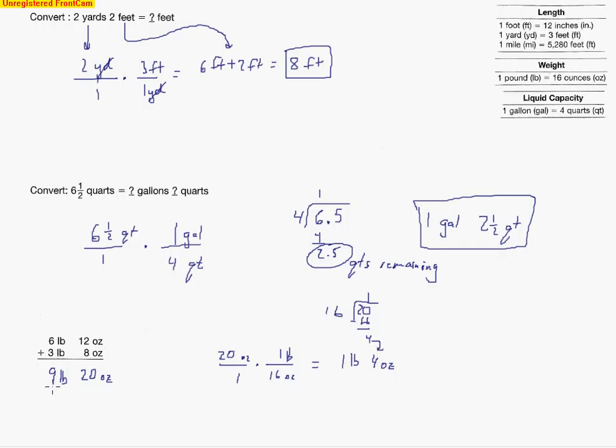But I also have this 9 pounds that I'm adding on to this as well. And so our answer is going to end up being 10 pounds, 4 ounces. That's what they ended up wanting here. So those are the types of problems that you're going to end up seeing on that concept and skill.